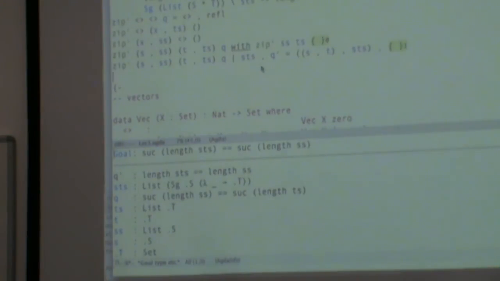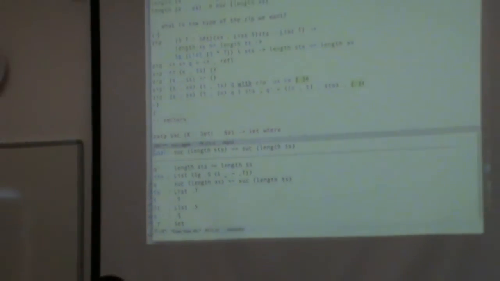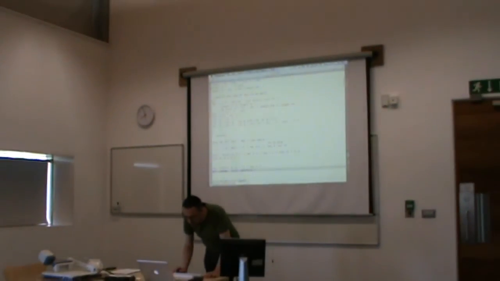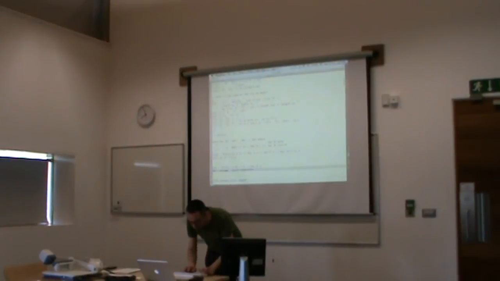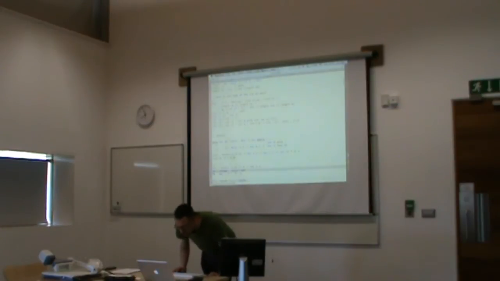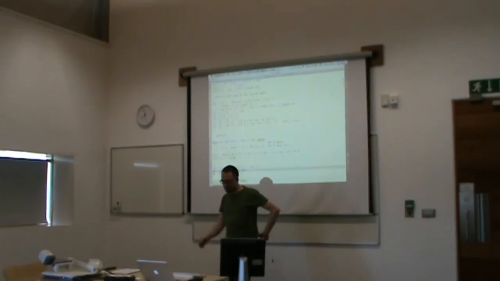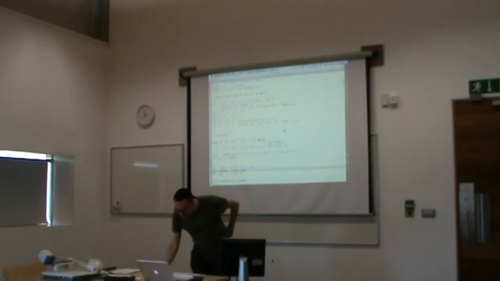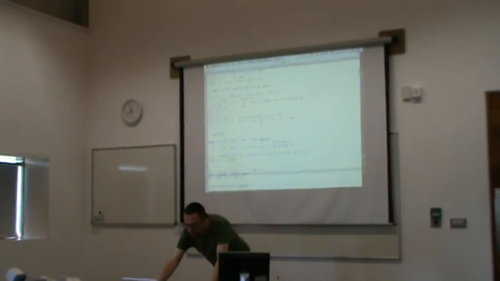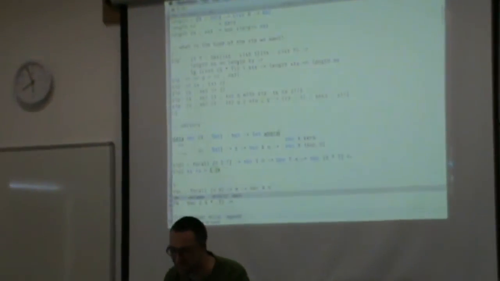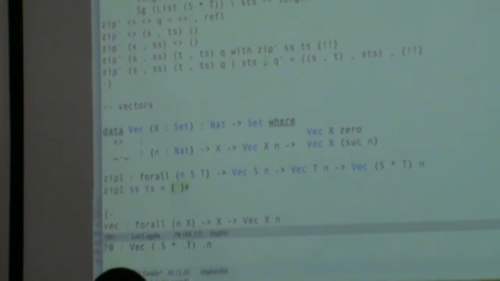Instead, I'm going to comment out this interesting exploration and wheel in the vectors. I don't know why that comma's got a green background. Rebuilding the file. Still got the green background. What's going on? Anyway.